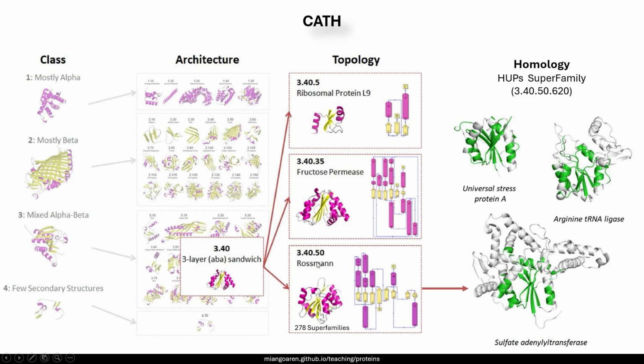And even if we now turn to look at precisely this particular topology, we find that within this specific group, there are 278 superfamilies, which look more or less like this, which is reflected as a new digit in this nomenclature of 4 digits separated by a dot, implemented by the CATH system.